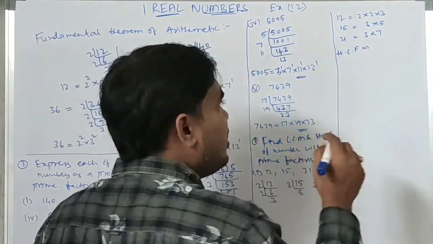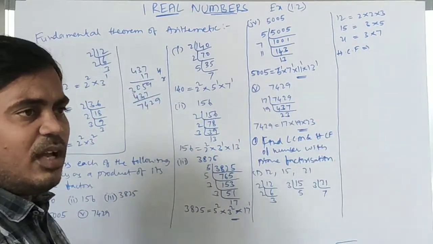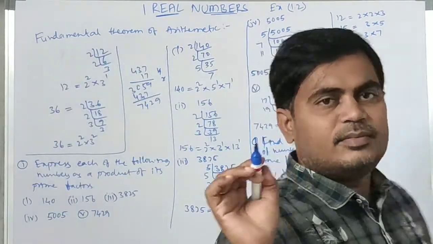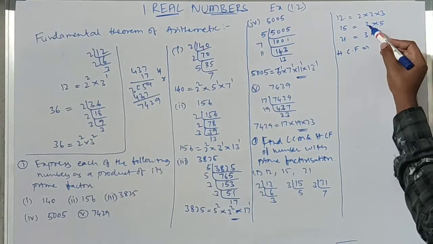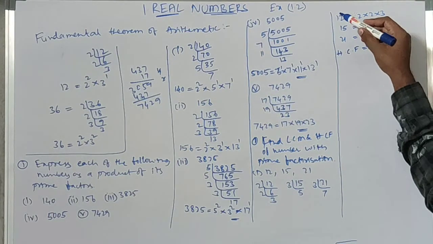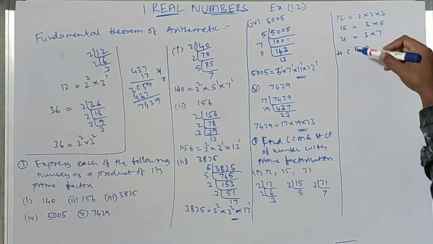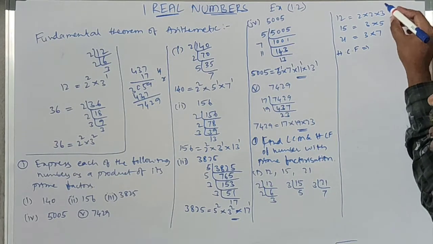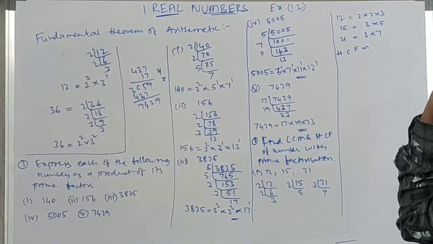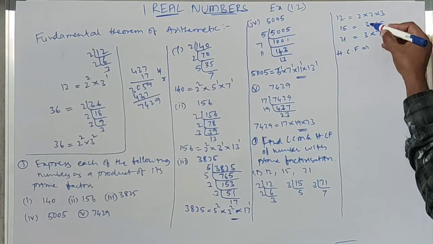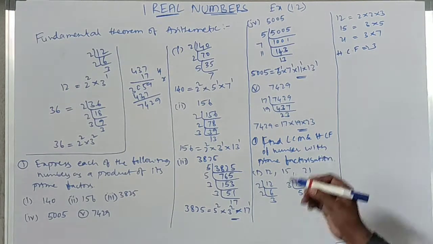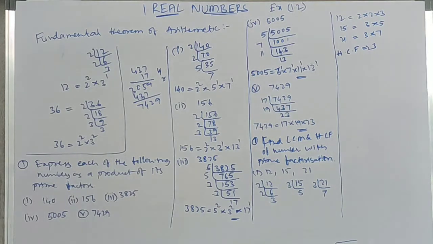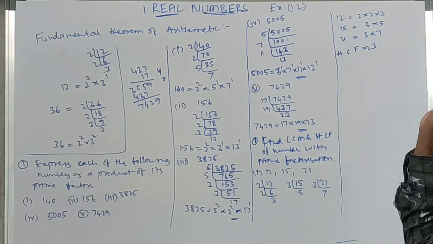HCF is nothing but, among all these, what is common? In this 3, in this 3, in this 3. So in all these three numbers' prime factorizations, 3 is common. Then we must choose the common numbers. So 3, 3, 3, so 3. Is there any other common? No. So simply HCF equals 3.